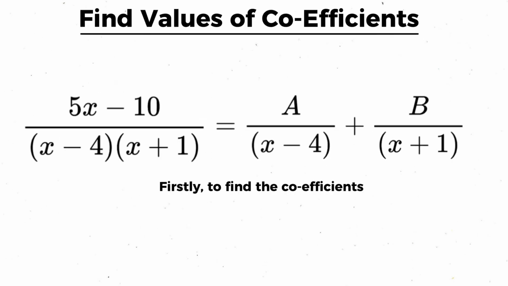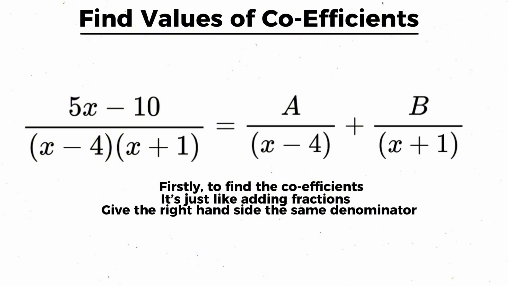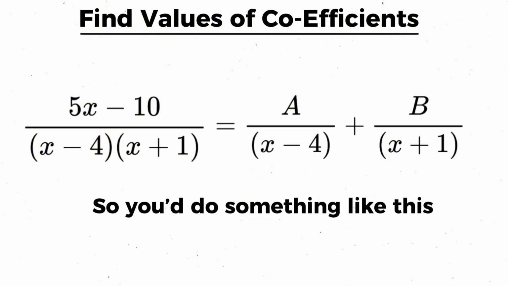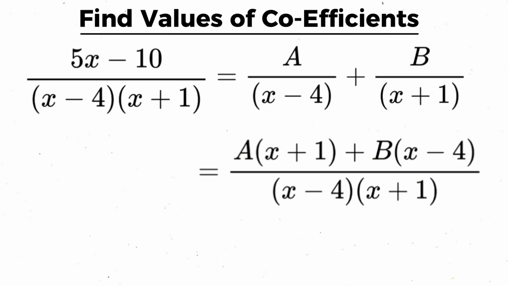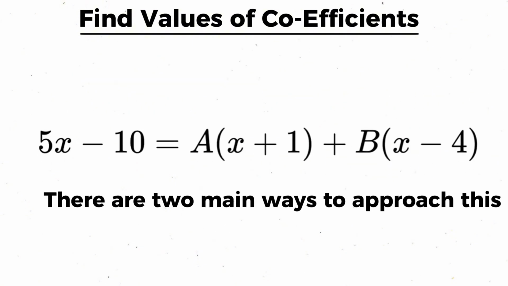Firstly, to find the coefficients, it's just like adding fractions. Give the right-hand side the same denominator as the left-hand side. So you do something like this. So now the right-hand side and left-hand side have the same denominator, so we can just worry about the numerator now. There are 2 main ways to approach this.